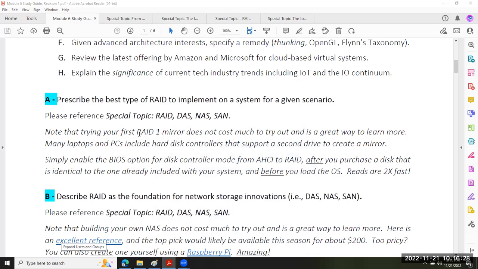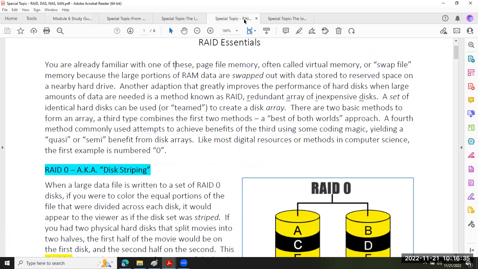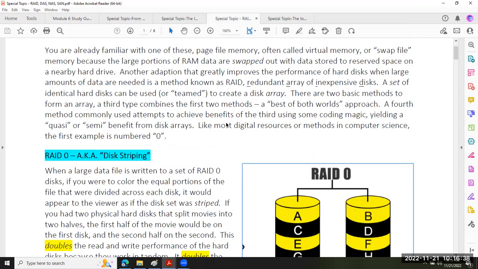So when you're trying your first RAID 1 mirror, it doesn't cost that much. Now, what do we talk about with a RAID 1 mirror? When we're working with RAID, essentially what we're doing is teaming hard disks together. And there are some basic configurations that are indicated by the RAID number. The RAID number reflects the kind of combination or configuration of the disks.